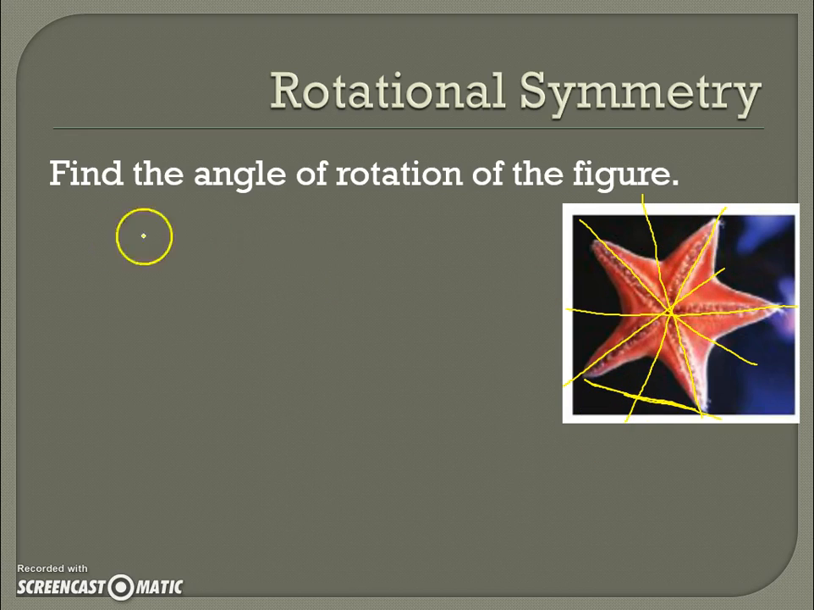So to find the angle of rotation of this, and an angle of rotation is how far do I have to spin it so that it looks like itself again, I take 360, because that's how many degrees are in a full turn, and I divide it by the number of rotational symmetries I found. So this has 5 rotational symmetries, so I'm going to do 360 divided by 5, which equals 72. So this has a rotational symmetry of 72 degrees.